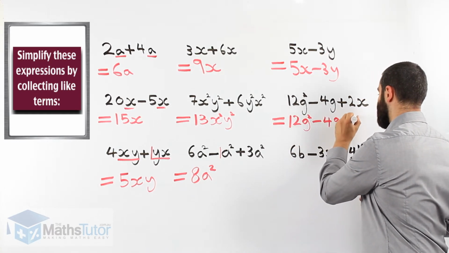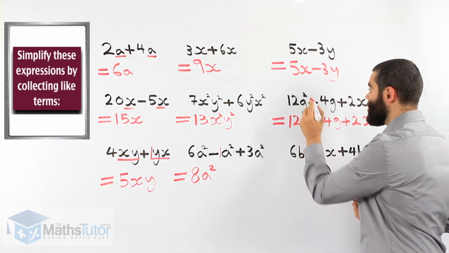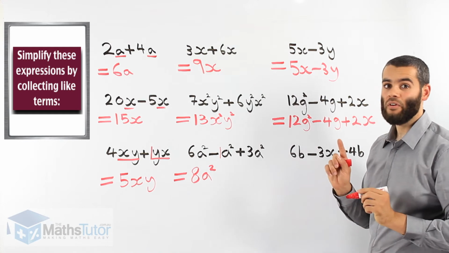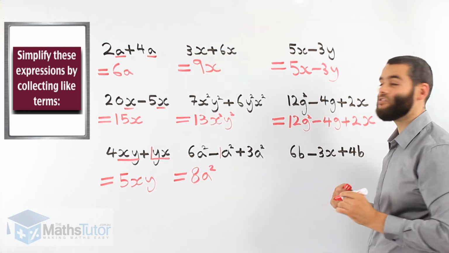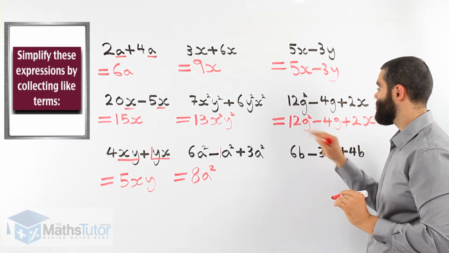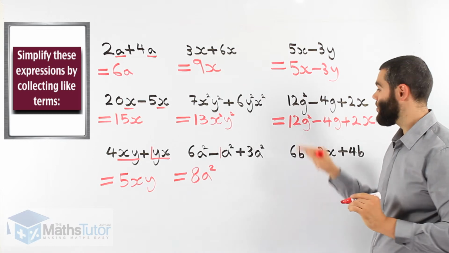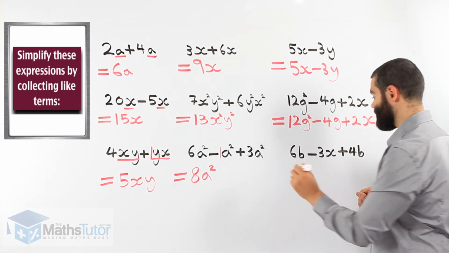Nothing changes. And again, very important, g squared is not the same as g. Very important. G squared means there is g times g, while here it's just g. So these are not like terms. That means we cannot collect them. The answer is the same as the question, nothing changes.